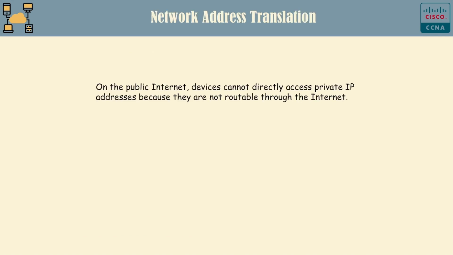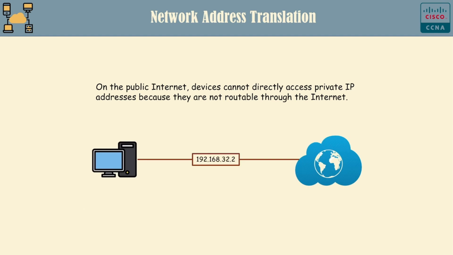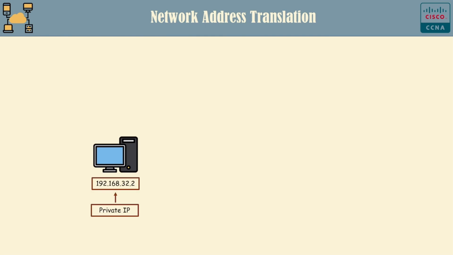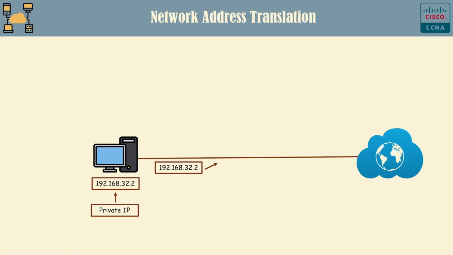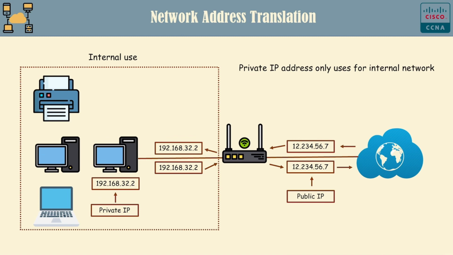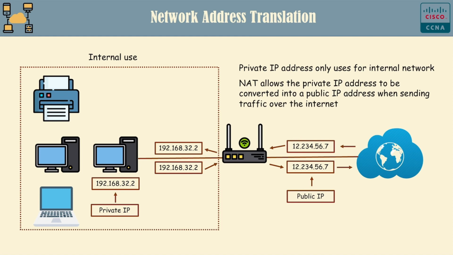Regarding network address translation, on the public Internet, devices cannot directly access private IP addresses because they are not routable through the Internet. However, if your device has a private IP address and you want it to access the Internet, your private IP address needs to be translated into a public IP address through a process called network address translation, NAT. This is because private IP addresses are designed for internal network use only and cannot be used to communicate directly on the Internet. NAT allows the private IP address to be converted into a public IP address when sending traffic over the Internet, enabling communication between your device and Internet resources.